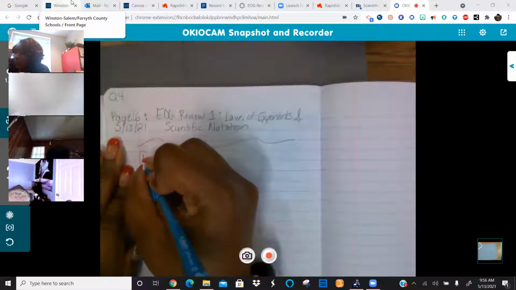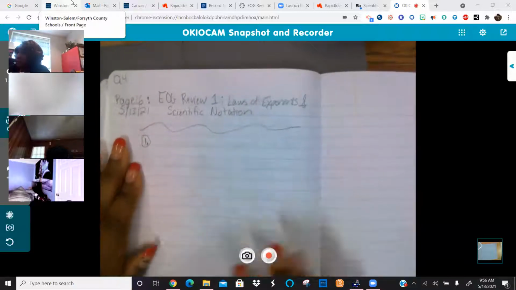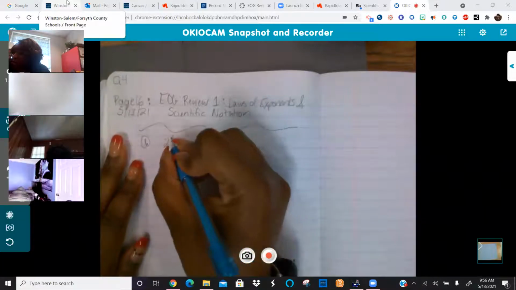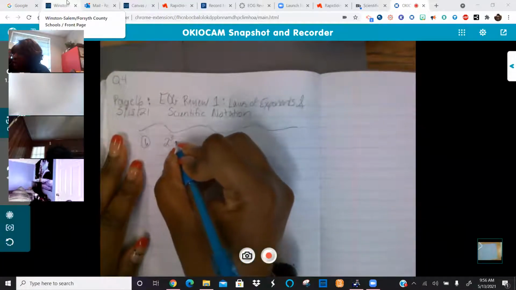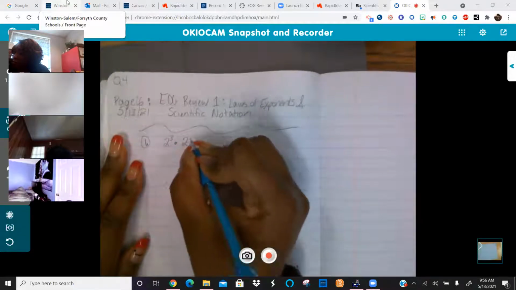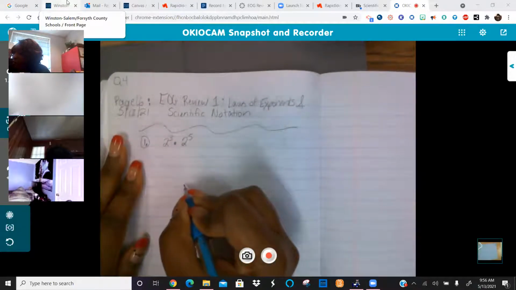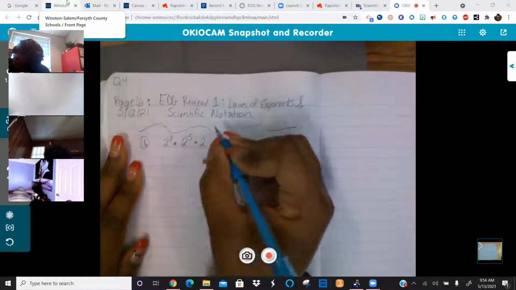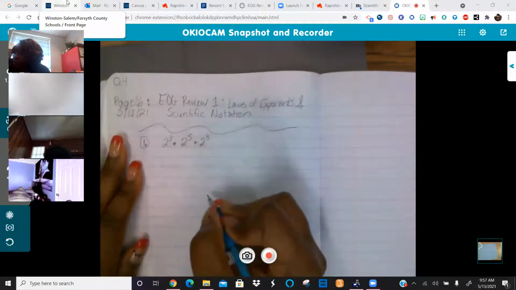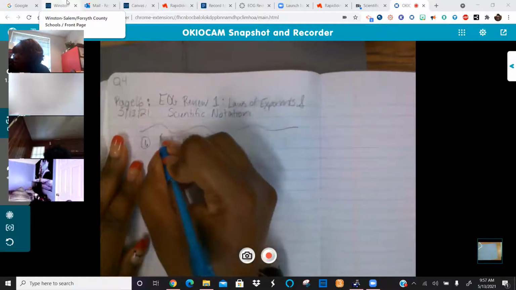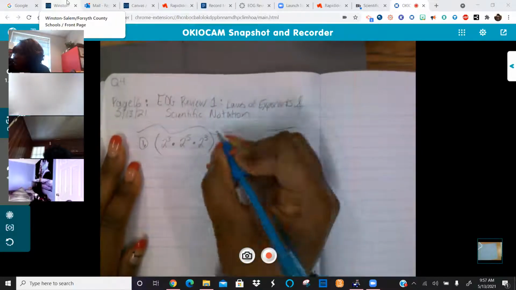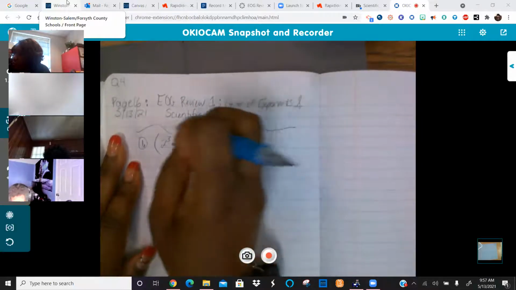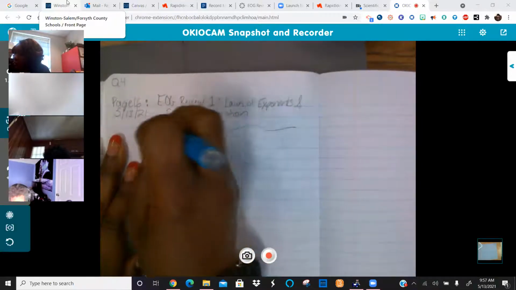Number one, we may have a problem that looks exactly like this. We may have a problem similar to this, sorry. We may have 2 to the 3rd power times 2 to the 5th power times 2 to the 3rd power again. Okay, and let's do this right here. Put it in parentheses. When you put it in parentheses, let's raise it to the 2nd power.